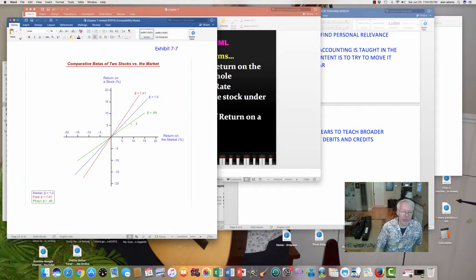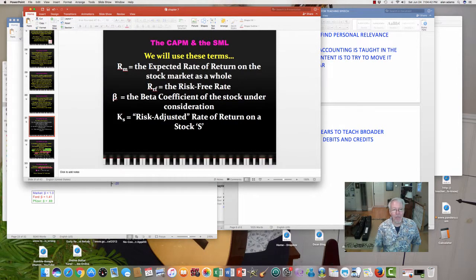That, in a graphic sense, is how beta works and how beta is charted, okay? Please study that. I will not ask you to draw lines for me, but I will need you to know what beta is, how the beta coefficient operates.